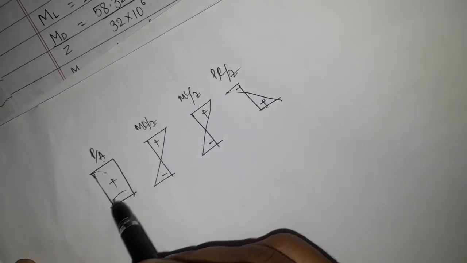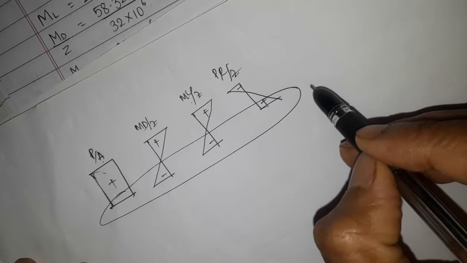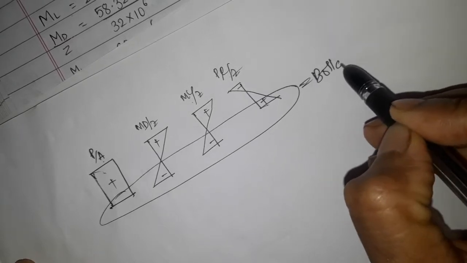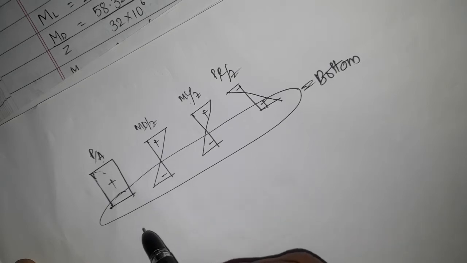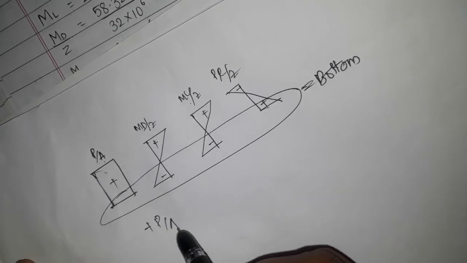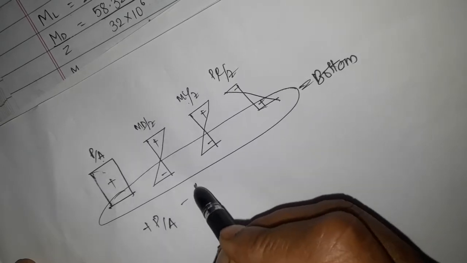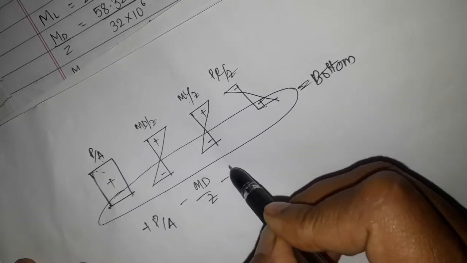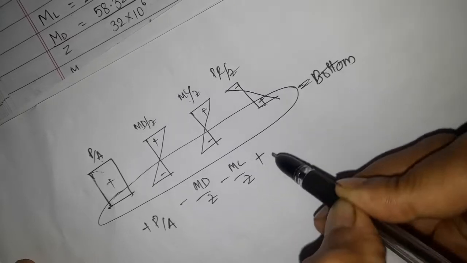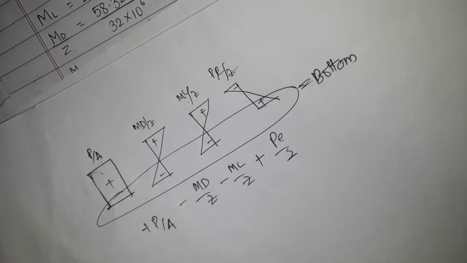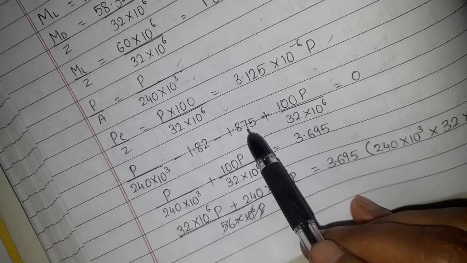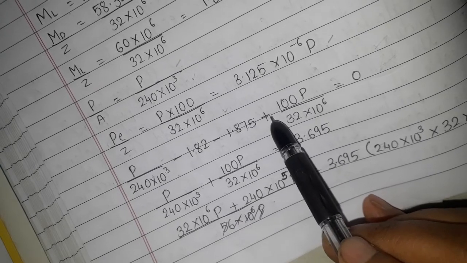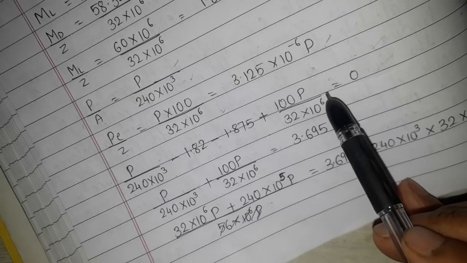So what they asked is to calculate the stress at the bottom. This is the bottom, na? So this will become P by A, plus P by A. The equation will be minus MD by Z, minus ML by Z, plus P by Z. The same is shown here. You can see here: plus P by A, minus MD by Z, minus ML by Z, plus P by Z equal to 0. Understood? This is only the basic thing.